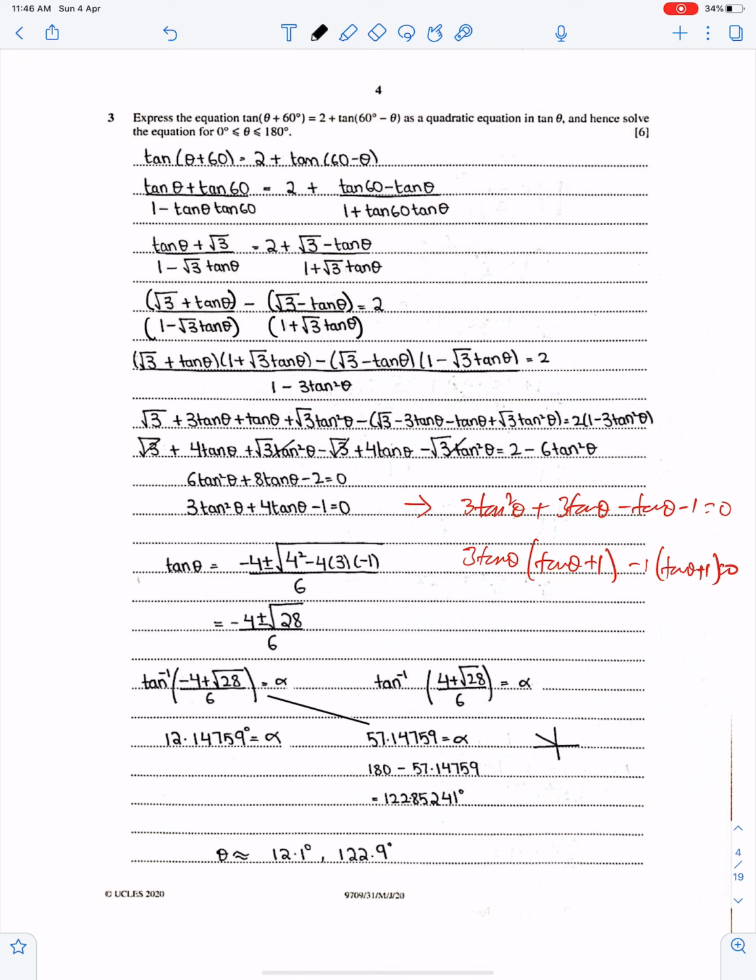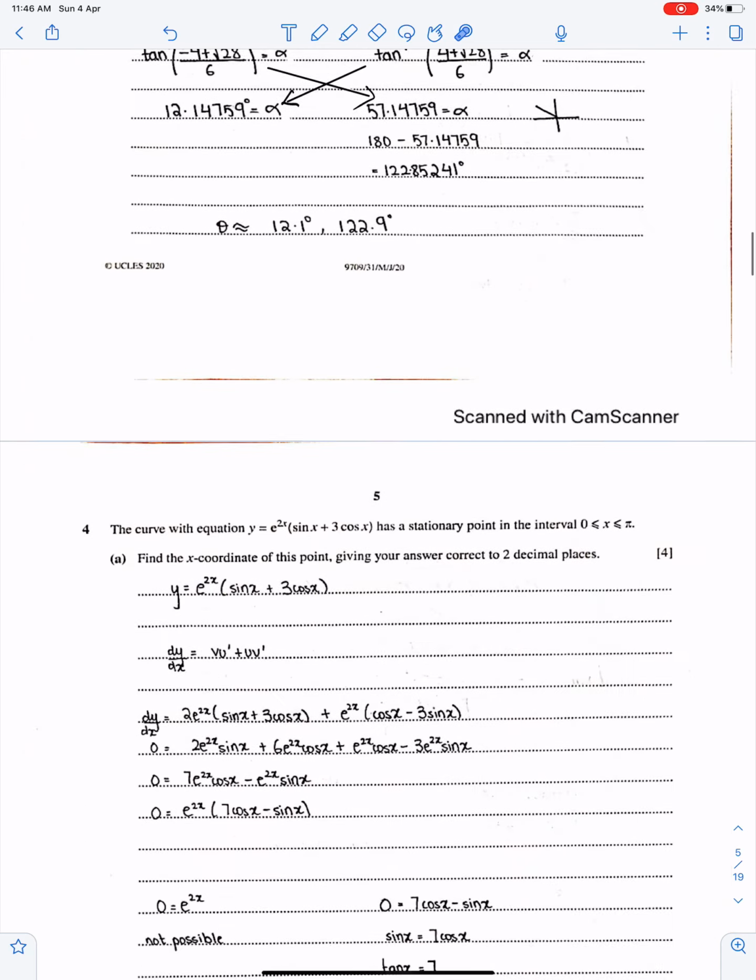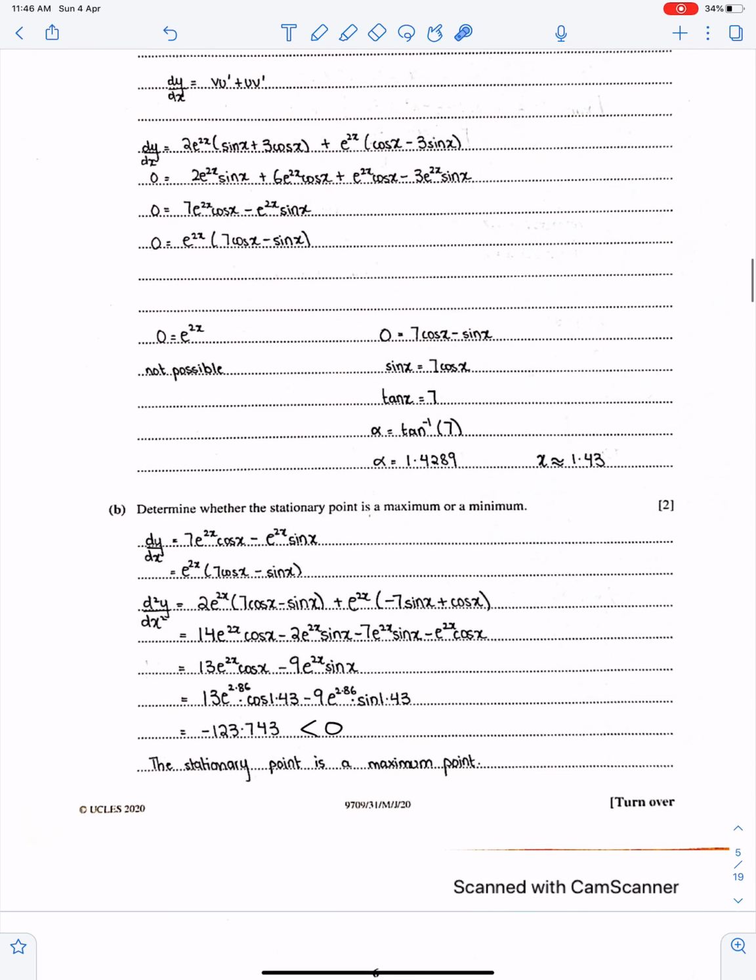This inverse is here and this inverse is here. This is in second quadrant, so answer will be 180 minus this. And this is in first quadrant, so 12.1. Make sure you give your answer up to one decimal place.